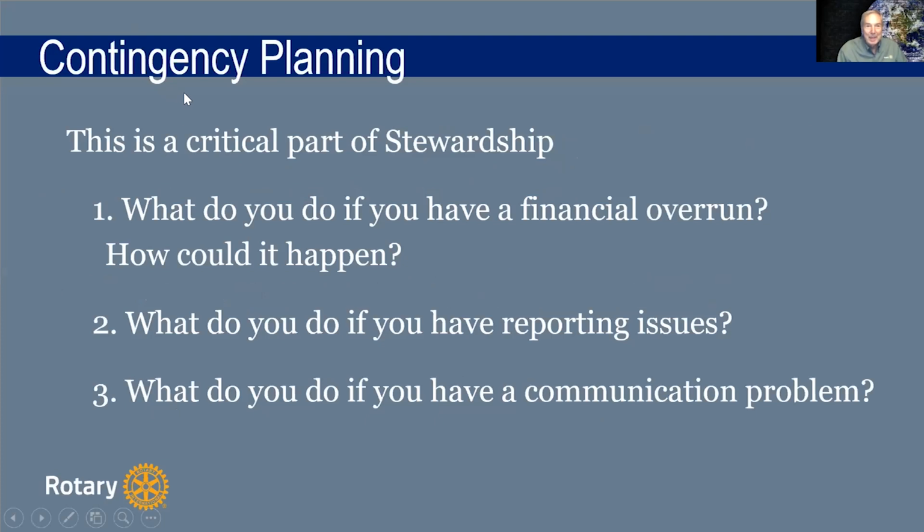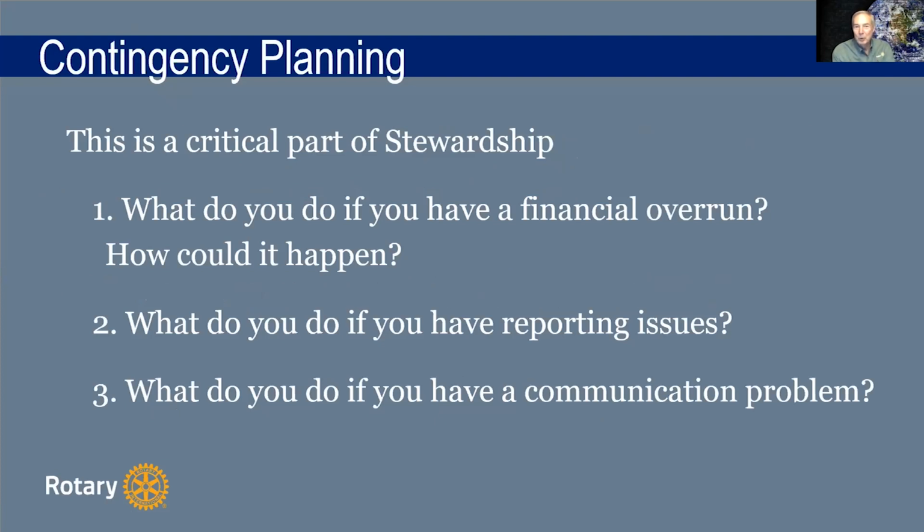Okay, contingency planning. This is one of the critical things about stewardship. What do you do if you have a financial overrun? What do you do if you have reporting issues? What do you do if you have a communication problem? These three questions come up because they're three things that happen quite often.